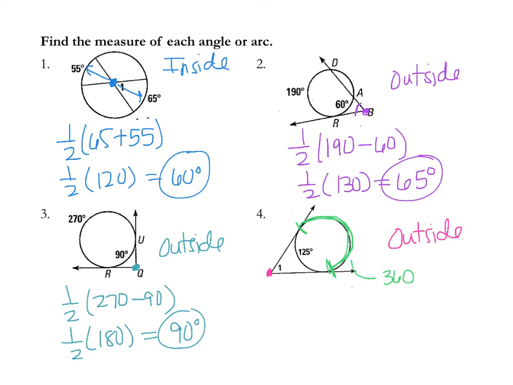So I know that a circle has to add to 360 degrees. So I can do 360 minus 125. And that tells me that that missing piece is 235. But that is not our answer yet. That's just the missing piece.